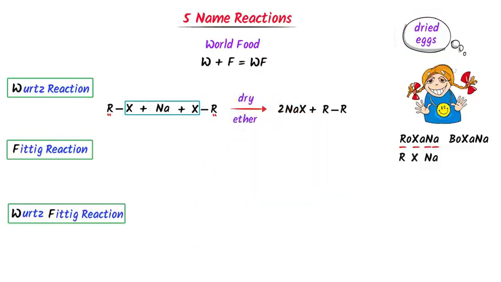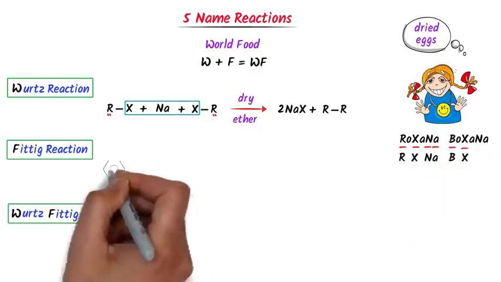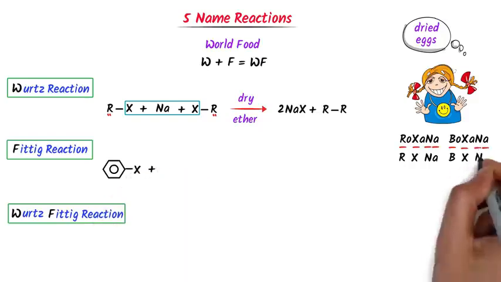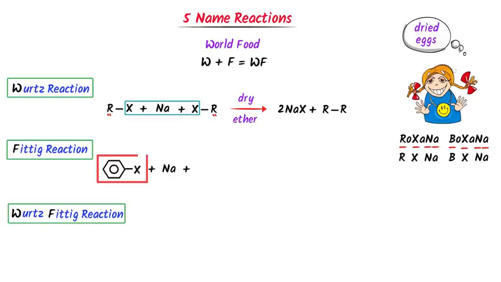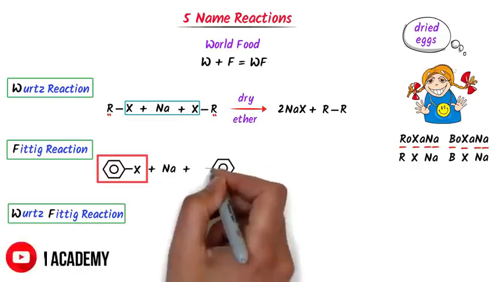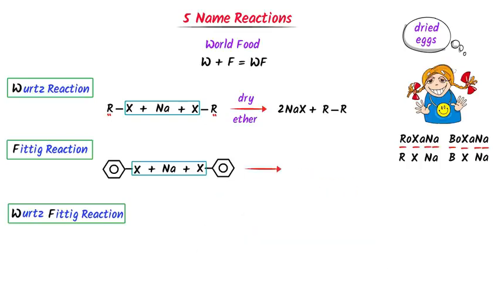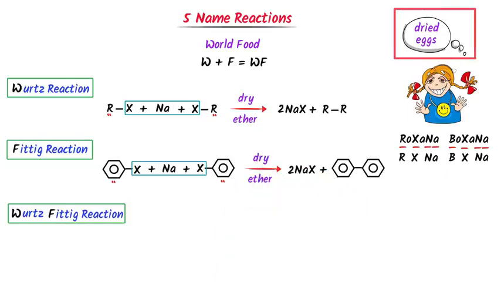Now in case of the Fittig reaction, I consider Bukhsana. This B in Bukhsana stands for benzene ring and this X or halogen is attached to it. Plus this Na stands for sodium, plus I take this benzene and X and rewrite it here. Now sodium will react with these 2 halogens to form 2 sodium halide, plus this benzene ring and this benzene ring join together to form diphenyl. This dried egg stands for dry ether. Thus this is the Fittig reaction.